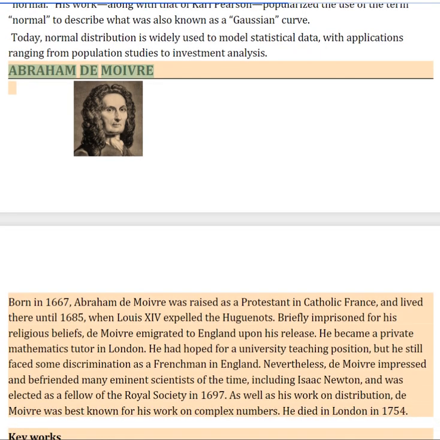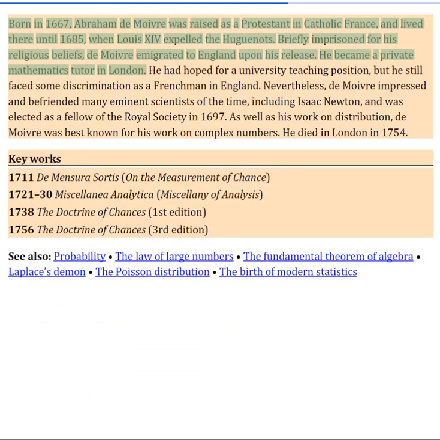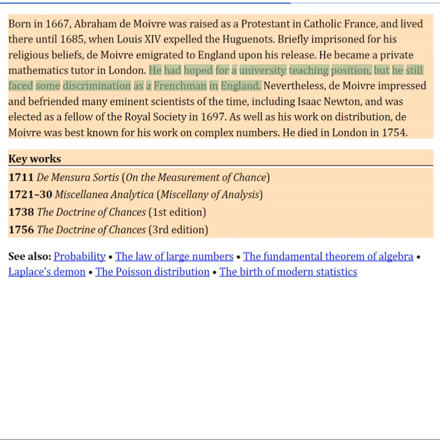Abraham de Moivre. Born in 1667, Abraham de Moivre was raised as a Protestant in Catholic France, and lived there until 1685, when Louis XIV expelled the Huguenots. Briefly imprisoned for his religious beliefs, de Moivre emigrated to England upon his release. He became a private mathematics tutor in London. He had hoped for a university teaching position, but he still faced some discrimination as a Frenchman in England.